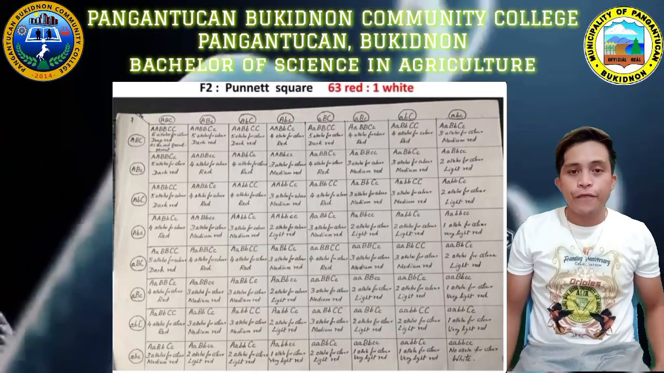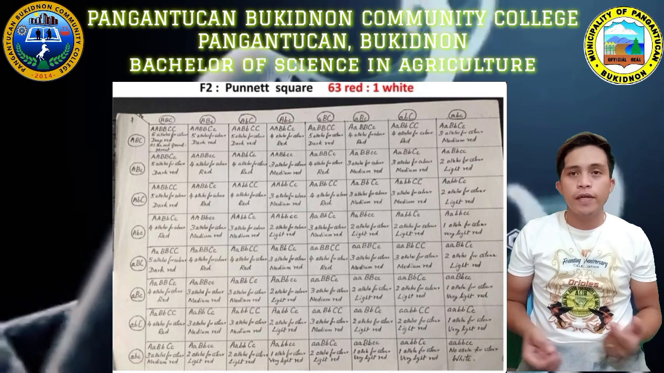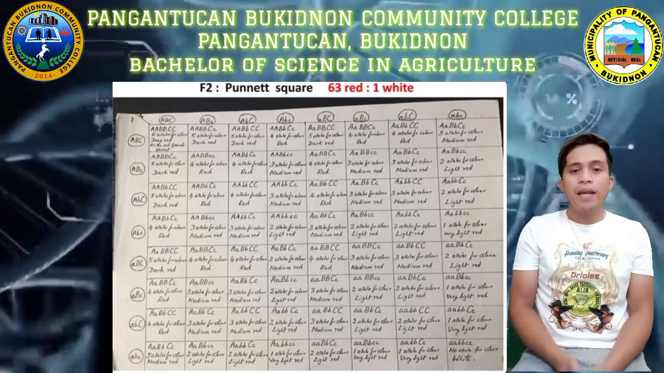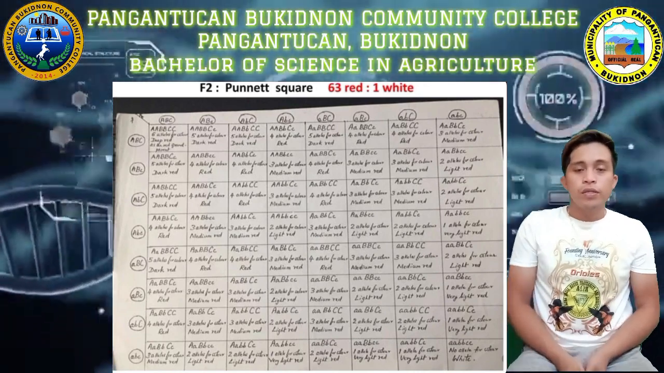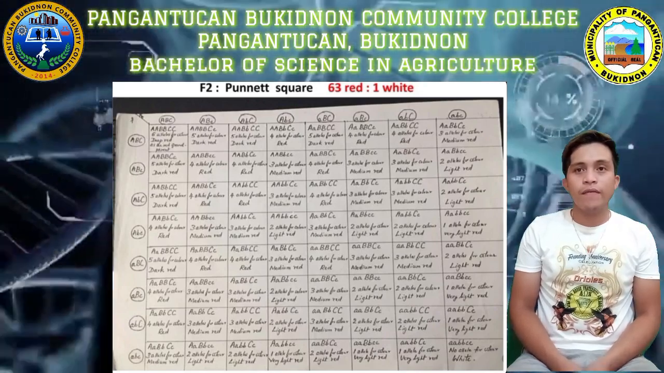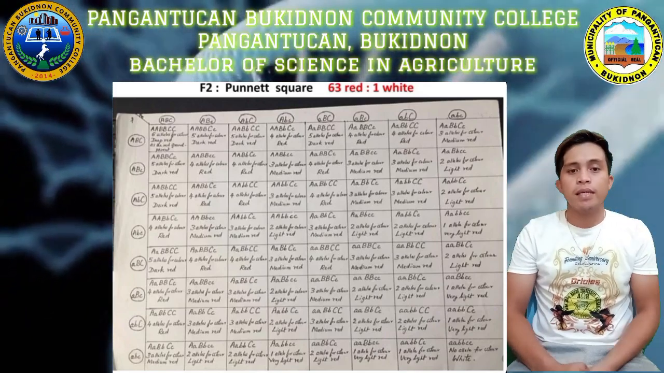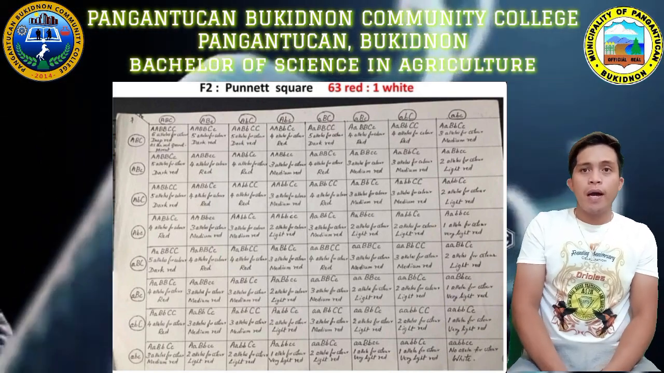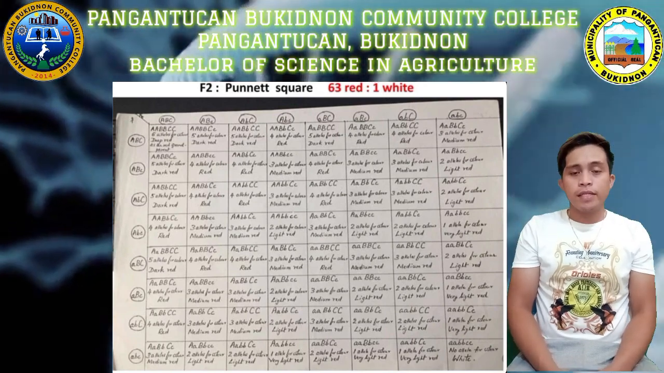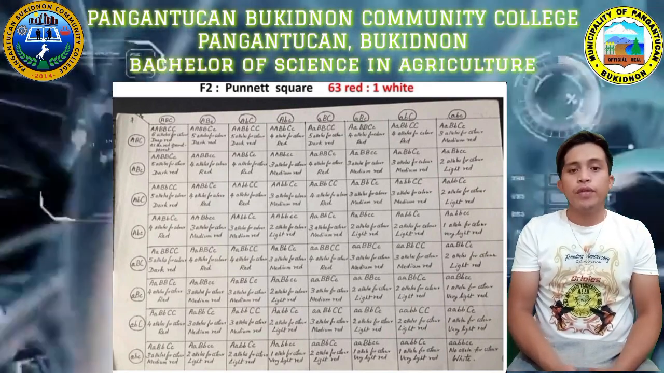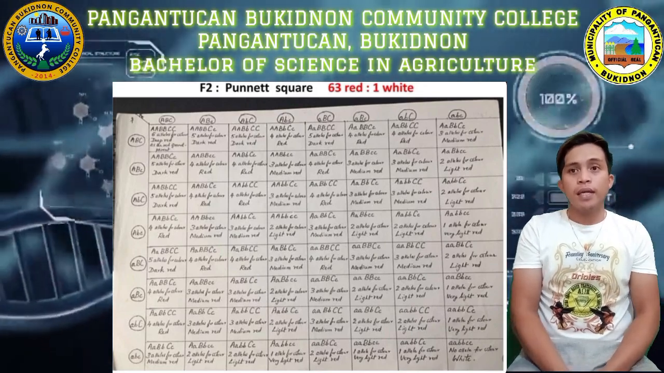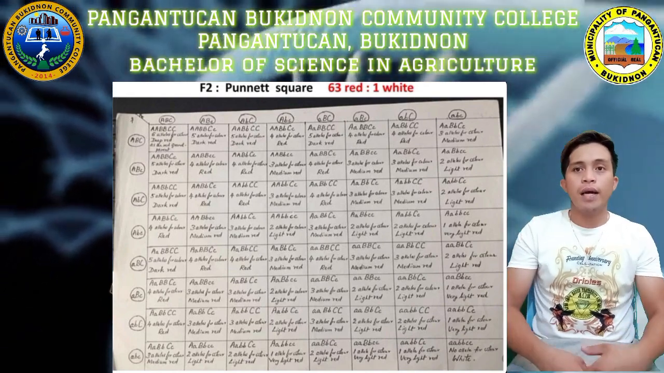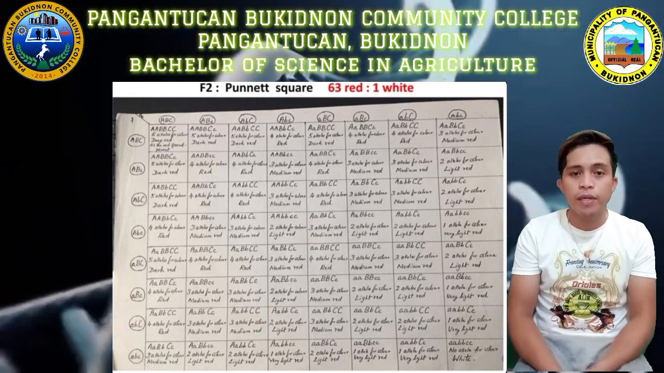Among the F2 progeny, 1 over 64 has 6 contributing or effective alleles and will be like the red grandparent color. Second, 6 over 64 have 5 contributing effective alleles and the color is red. Third, 15 over 64 have 4 contributing alleles and the color is red. Fourth, 20 over 64 have 3 contributing alleles and the color is medium red.